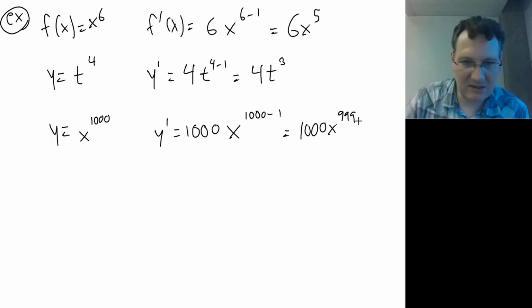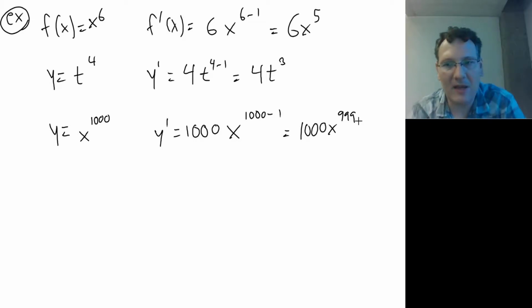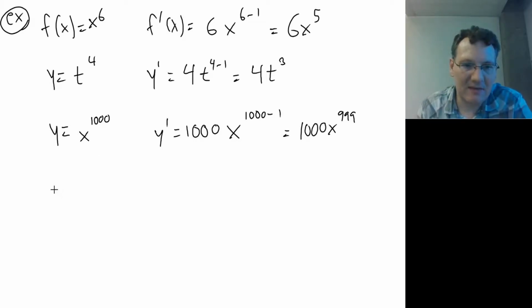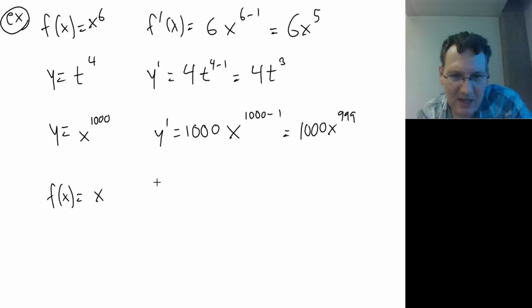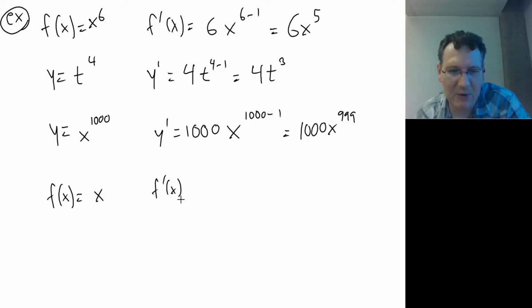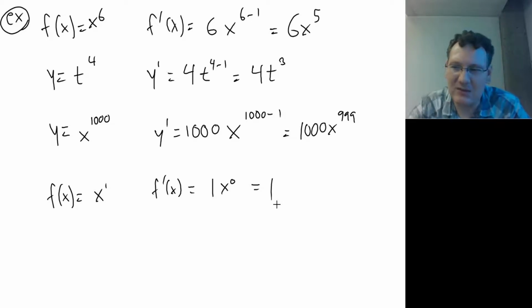It's not too bad. And actually, you can see that if f of x equals just x, you actually have f prime of x following the power rule, right? So this is like x to the first power. That'd be 1 times x to the 0th power. And what's x to the 0th power? That is 1. So it's just 1. So that actually follows the power rule as well.